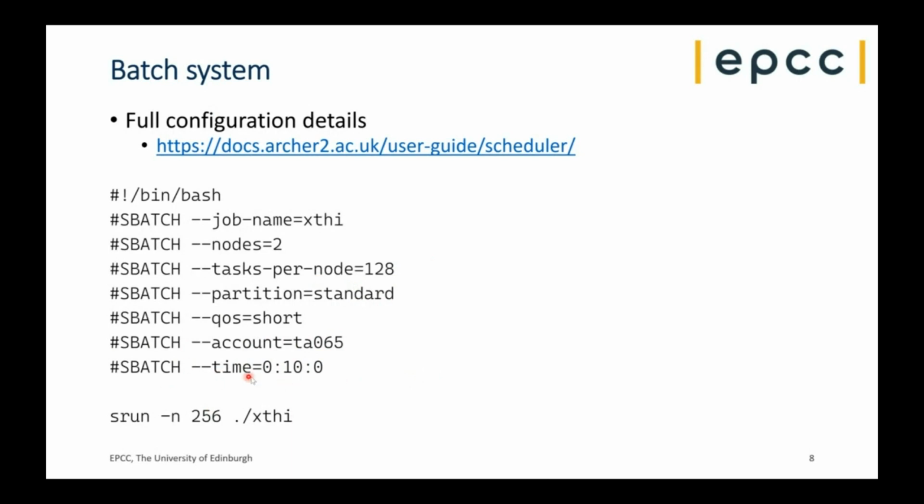And what this time here is telling the batch system is, if this job hasn't finished itself after 10 minutes, you can kill it and then run something else there. So this is a maximum wall time. And then down here, I'm using the Slurm system to launch using srun my executable on 256 cores. And so that will actually use these resources I've asked for here.